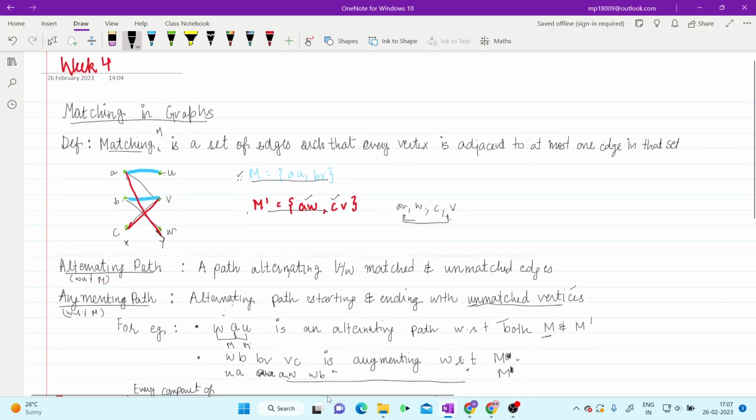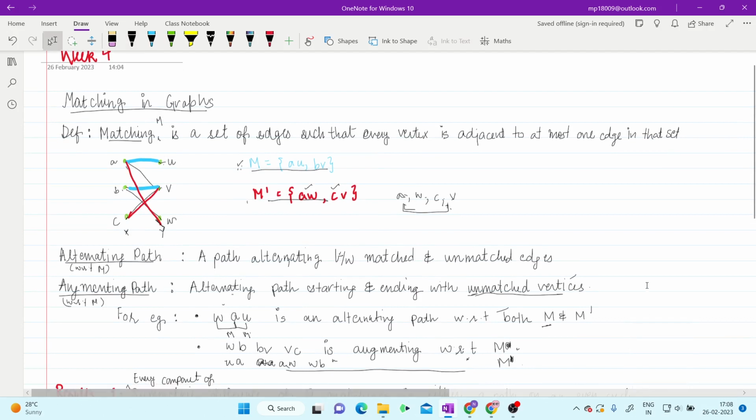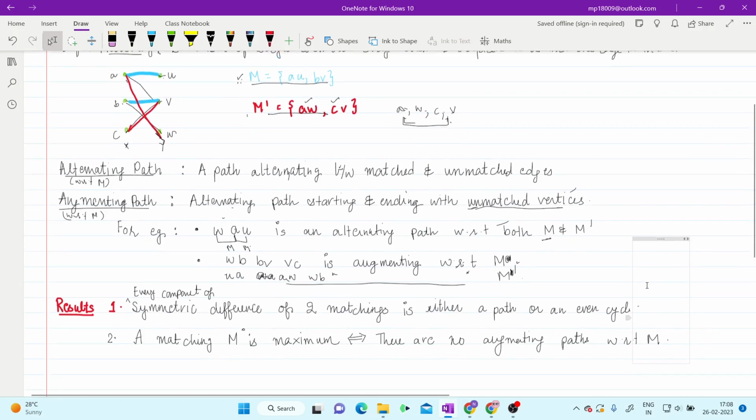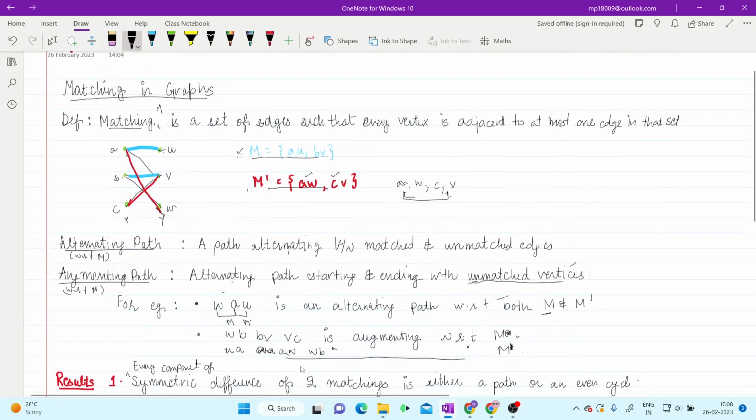So now why are we interested in matching and augmenting paths? We see that matching, maximum matching and augmenting path have a very nice relation. We have this result that a matching M is maximum if and only if there are no augmenting paths with respect to M. So if we are given a matching, and we can find an augmenting path with respect to that matching, we can surely say that matching is not a maximum matching. And there is also an algorithm to calculate maximum matching using augmenting paths. So let's work out that algorithm first.